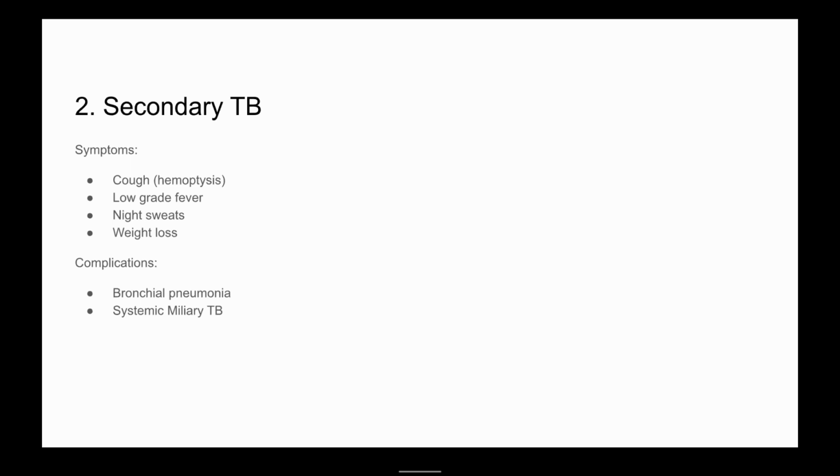The word miliary is the name of a particular seed, and hence systemic miliary TB means seeding of TB to different body parts, which we have already named in the previous slide. This is the theoretical information regarding TB, now moving toward its clinical side.